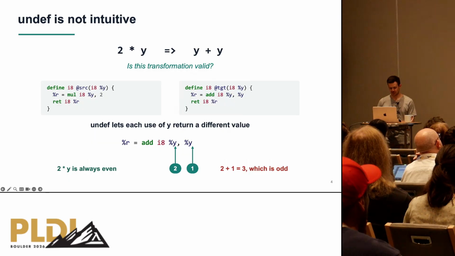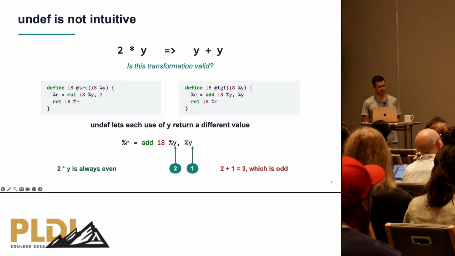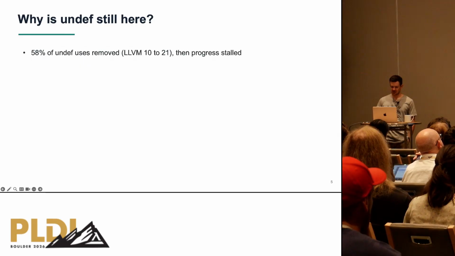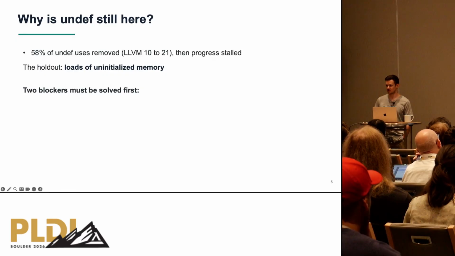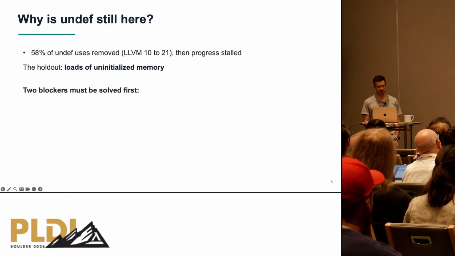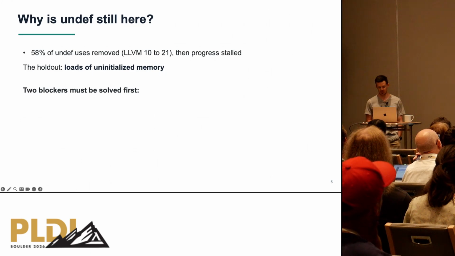So if Undef can cause these subtle bugs and get in the way of optimizations, why is it still here? As I mentioned already, the remaining uses of Undef almost all come from uninitialized memory. We want to change uninitialized memory to poison. However, we first must address 2 main blockers.